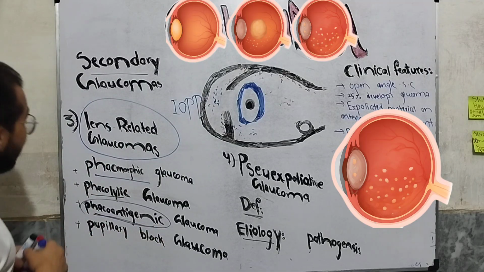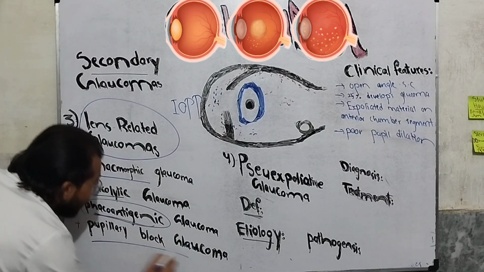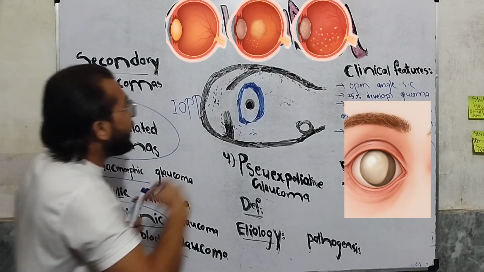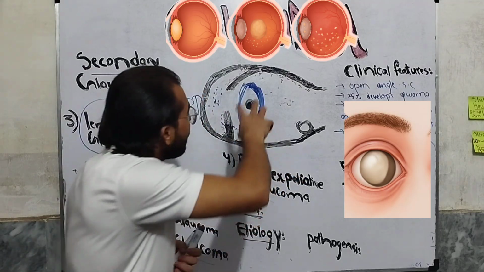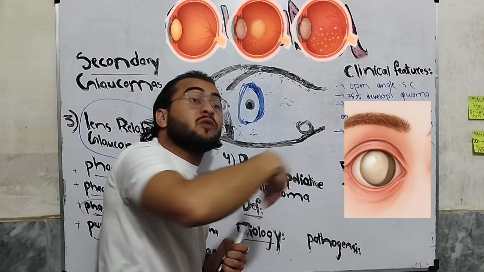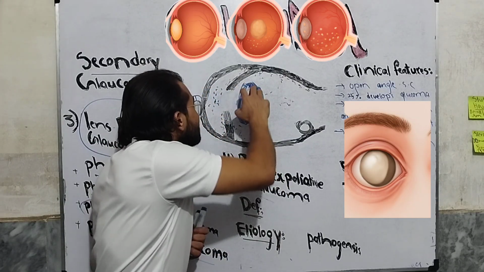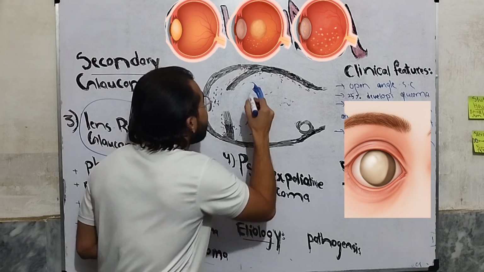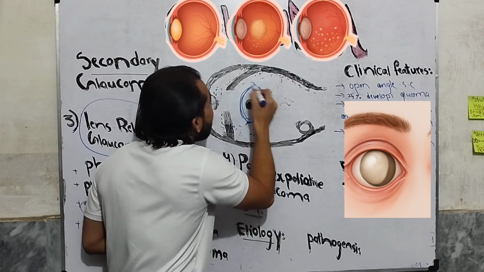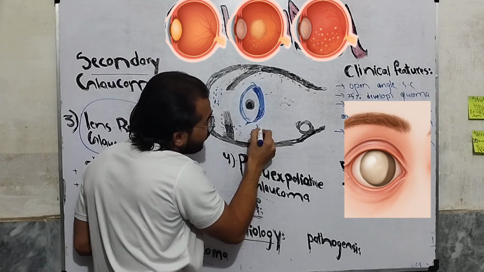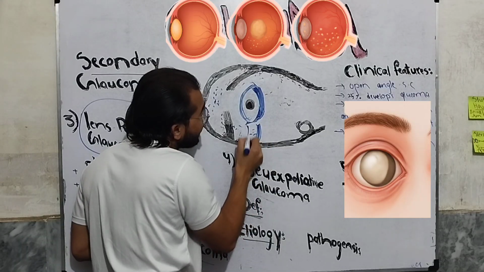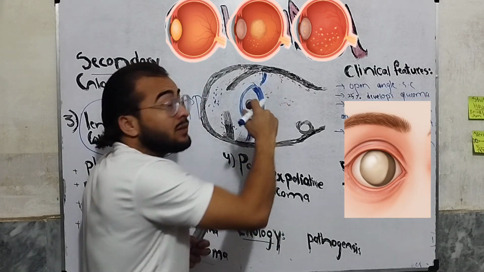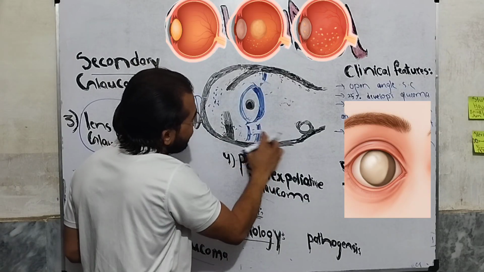Now we have the pupillary block glaucoma. The pupillary block glaucoma occurs in the mature cataractous stage, when most of the protein leaks out from the lens, so the lens shrinks down, and also due to the rupture of the zonules. Because of the mature cataractous stage and the shrinking of the lens, there will be rupture of these zonules.